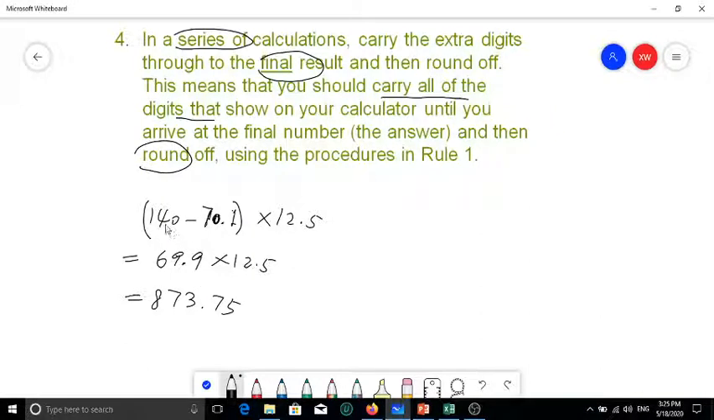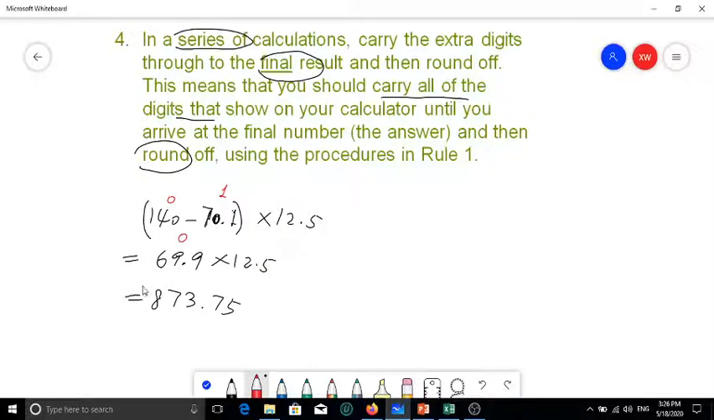Well, we just need to go through it step by step. Step 1 is the subtraction. Presumably we're supposed to count the number of decimals when doing the subtraction. 140 is a whole number, so it has 0 decimals. 70.1 has 1 decimal. So in other words, the result coming from the subtraction, 69.9, is supposed to have 0 decimals.